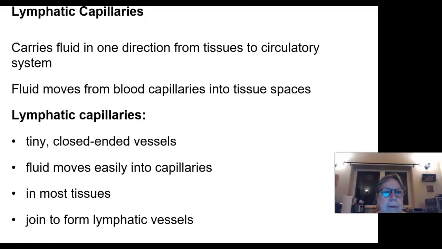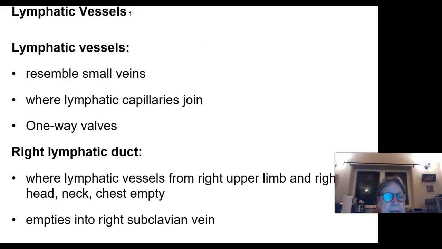So lymphatic capillaries carry fluids in one direction from tissues to the circulatory system. The blood moves from the blood capillaries into the tissue spaces. The capillaries are the tiny close-ended vessels. Fluid moves easily into the capillaries in most tissues, and it joins the lymphatic system, kind of like NASCAR with its one-way track when they race.